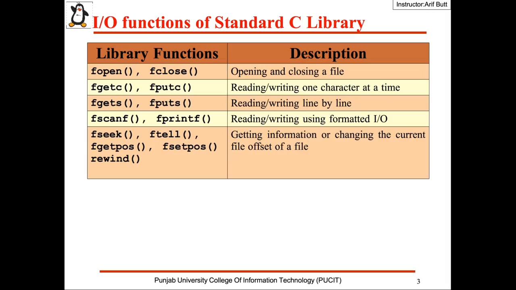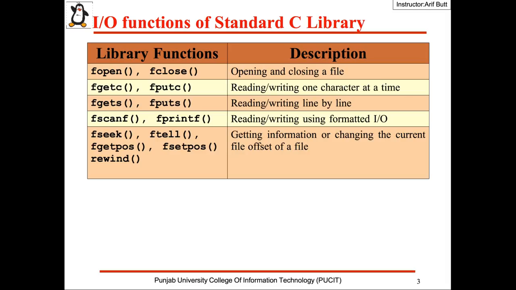Well, this slide shows a summary of standard C library functions that most of you might have used for reading and writing the terminal and the regular file types residing on a disk. For example, fopen and fclose are used to open and close a file. You can of course open a file using fopen for reading as well as for writing. After you have opened a file, you can perform reading or writing using unformatted IO functions like fgetc and fputc to read and write one character at a time, or fgets or fputs to read or write line by line.